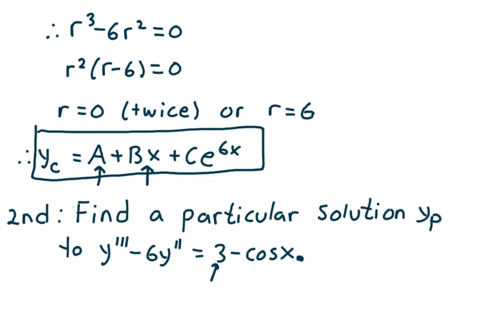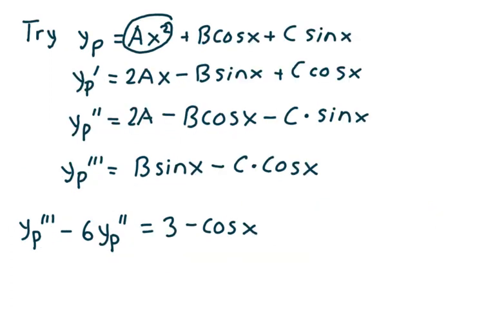That's a b, right? If you take a constant multiple of x, that is part of the complementary solution. And so that's why I call it ax squared. I had to multiply, in other words, by another x. And that's why we have y sub p is ax squared plus b cosine x plus c sine x. So I take the first, second, and third derivatives, and by design, y sub p triple prime minus 6y sub p double prime is equal to 3 minus cosine x.